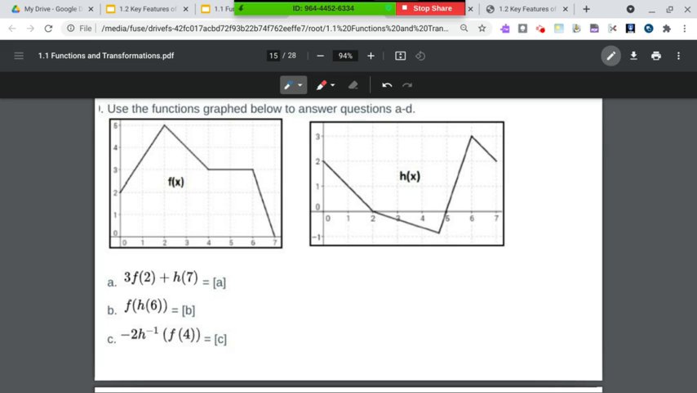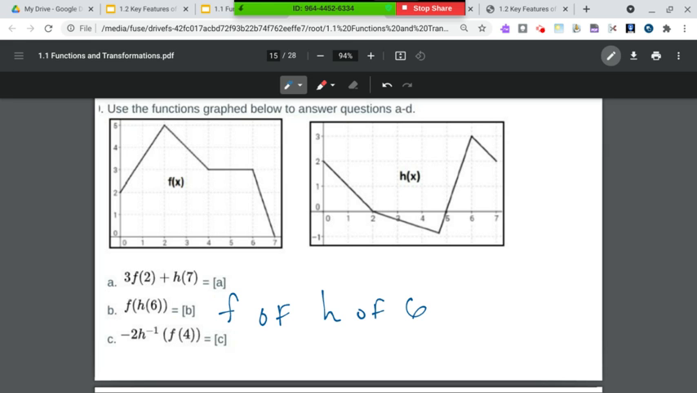Is it 17? You got it. Excellent. Very good. Okay. Let's do B together. This is kind of a new notation for you. Do you see how there's like a bunch of parentheses there? Yeah. Okay, so we're going to read this f of h of 6.